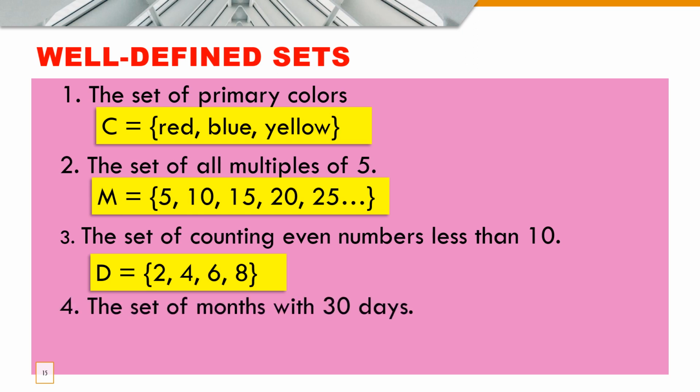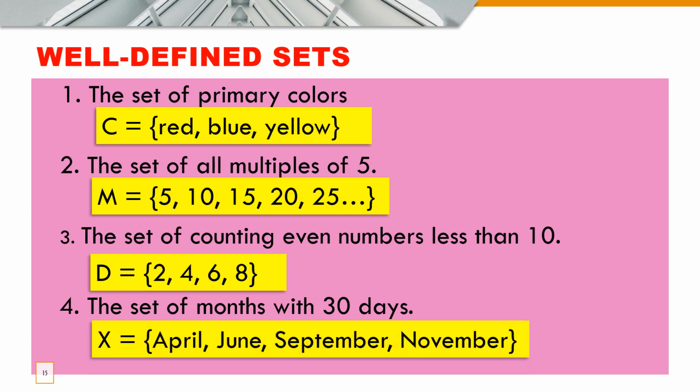And last, we have here the set of months with 30 days. So, what are the months having 30 days? Right, we have April, June, September, and November. So this is also well defined because they are all the months in a year having 30 days.